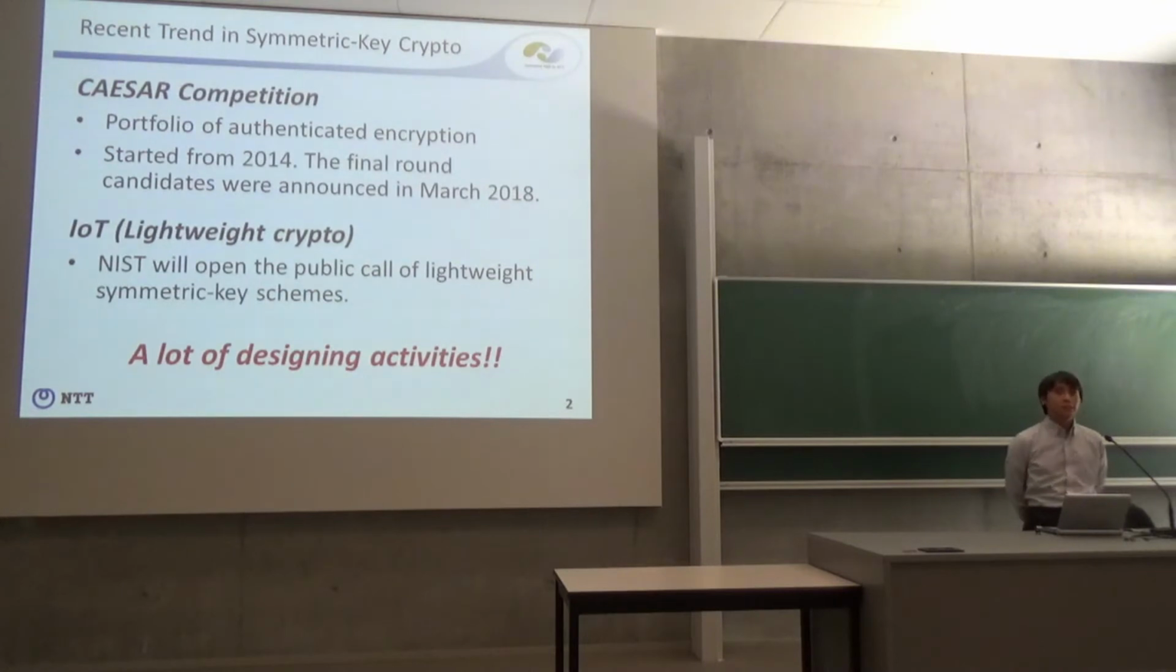Okay, so first I'd like to start from a recent trend in the symmetric crypto. Well, there are several hot topics in the symmetric crypto, and I'd like to focus on two of them. So one is the CAESAR competition. I think you have heard about it, but it's the competition to determine a portfolio of authenticated encryption. I don't explain what is authenticated encryption, but it's just like a designing competition. It started from 2014, and the final round, I mean, 7 candidates were announced in March this year, so it's still a hot topic.